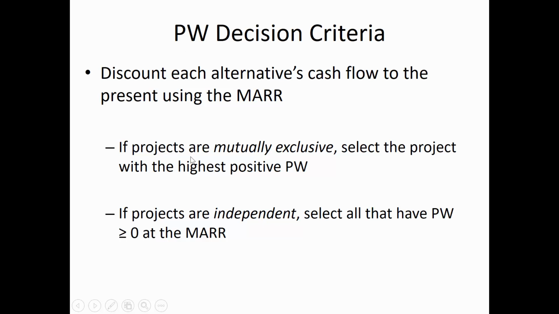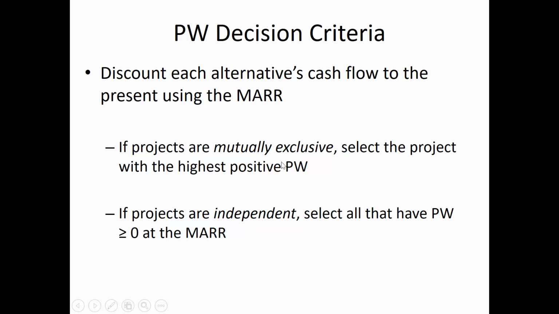Now, if the projects are mutually exclusive, meaning you can only choose one, then you'd pick the one with the largest positive present worth. If they're independent, meaning you can select more than one, choose everything that has a present worth greater than or equal to 0 when you use the MAR to discount.